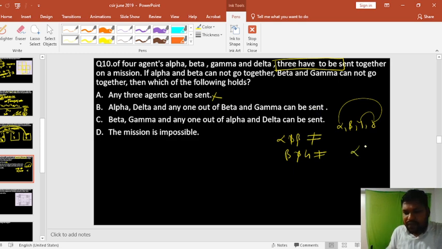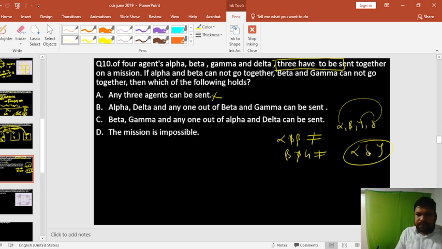Can we send alpha, delta, and gamma? It is satisfying. Alpha and beta cannot go, that is correct. Beta and gamma cannot go, it's correct. But alpha, delta, and this one can be sent out. See, beta we can't send out.